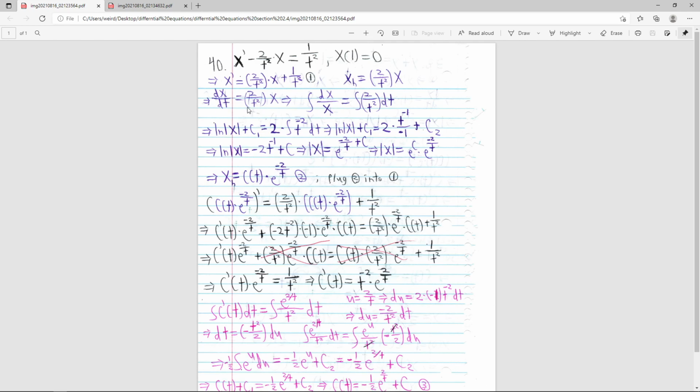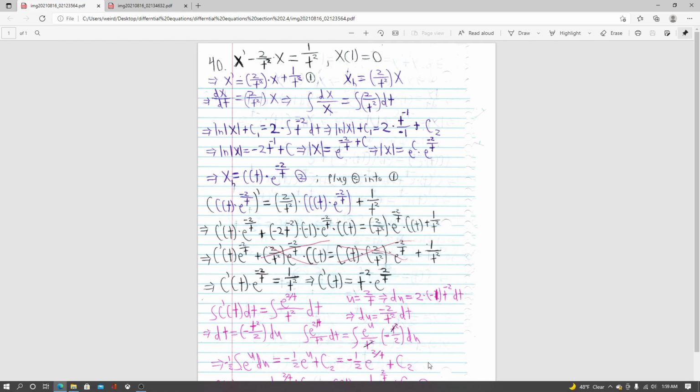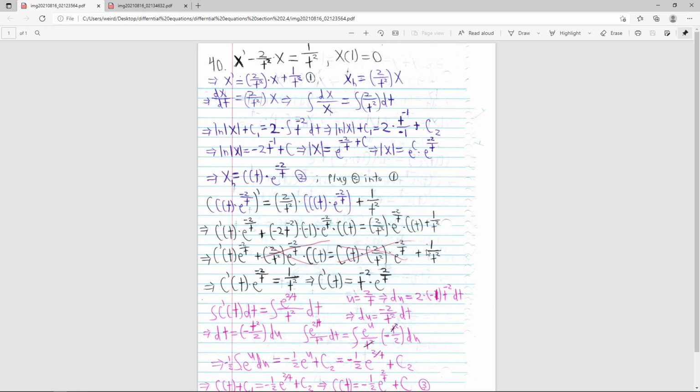dx dt, this time we're doing dx dt. So we solve this, we separate. Again, it's dx over x equals, this time, the integral of 2 divided by t squared dt for the right hand side. But anyway, you have the natural log of x plus c1 equals 2.